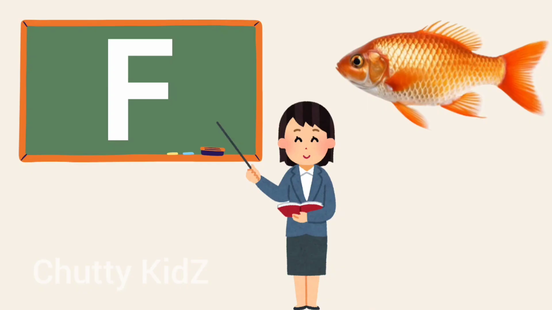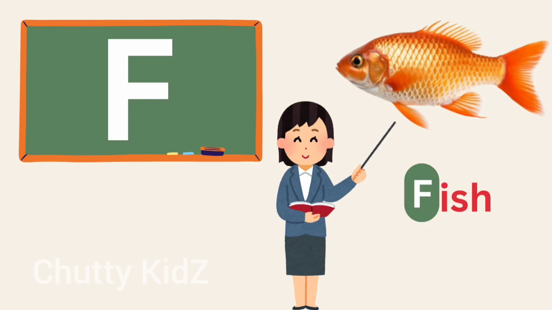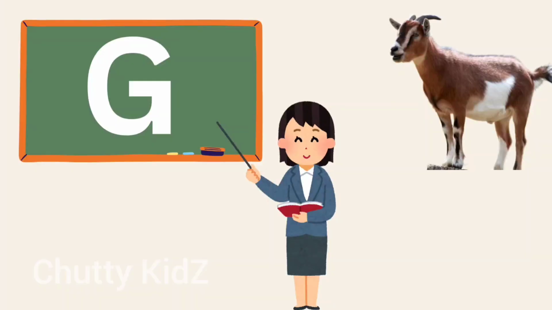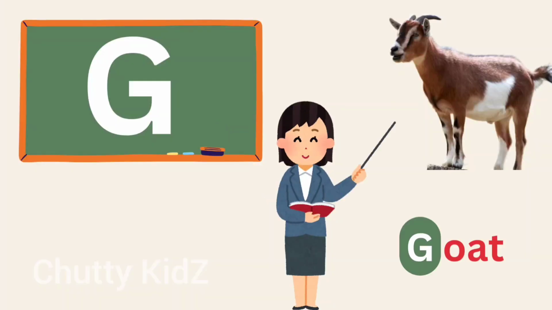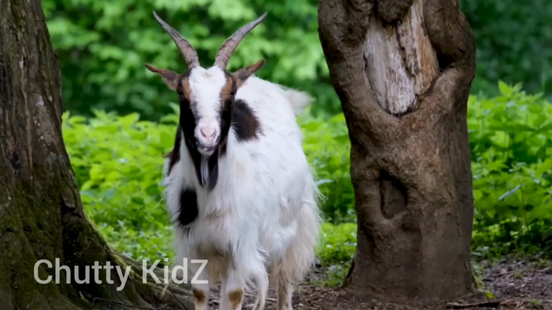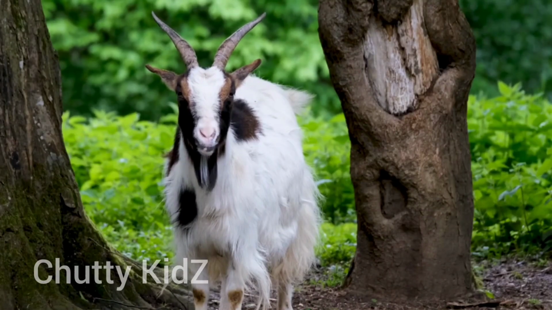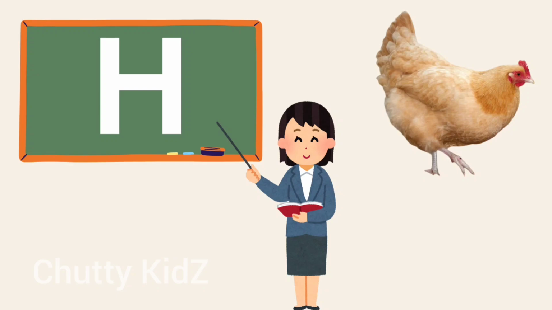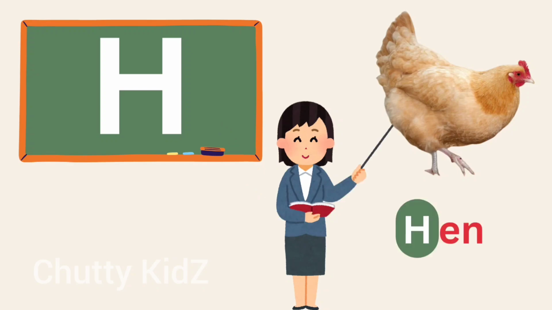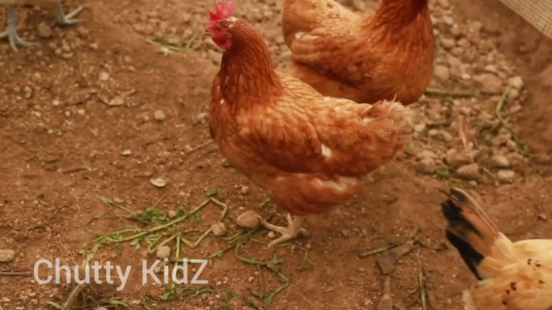F. F for fish. F. F for fish. G. G for goat. G. G for goat. H. H for hen. H. H for hen.